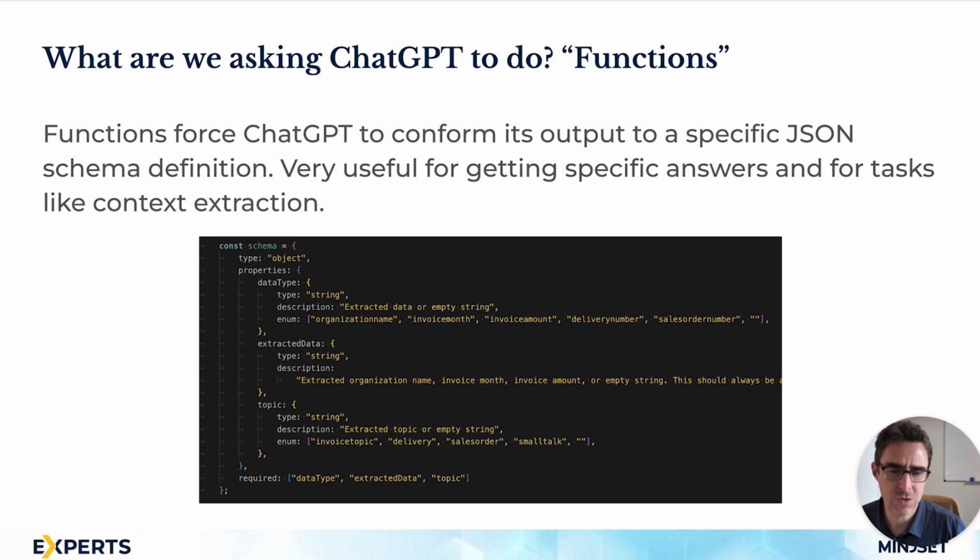What functions do with ChatGPT is they constrain the output to a known JSON schema. So we know what we're going to get back. It's going to be JSON, and we're going to be able to use the output of that to figure out our context and do the query. So using that function, we're able to get a predefined set of outputs, and we're able to give it some guardrails to work within.